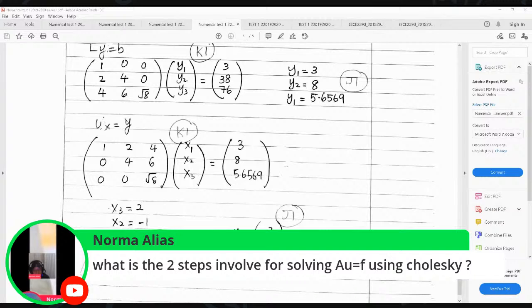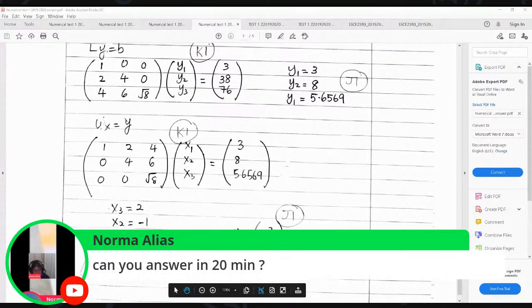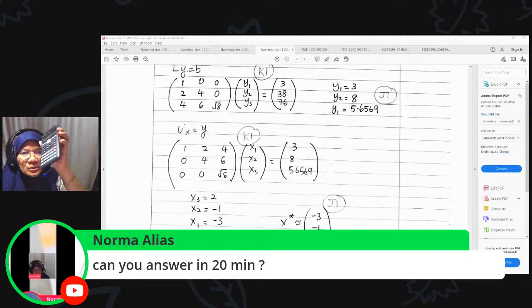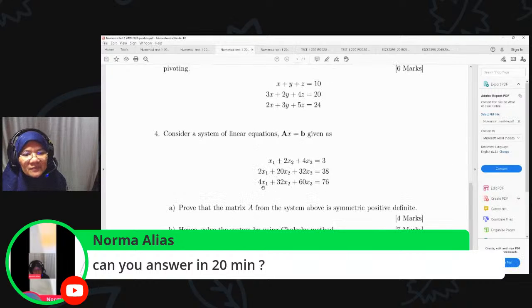Be careful, yeah? So use your calculator. All right, so can you answer my question here? Can you answer all the steps of Cholesky in 20 minutes using your calculator? So this is my question. Can you answer all this question in 20 minutes using calculator? All right, so you can see here the marks given.